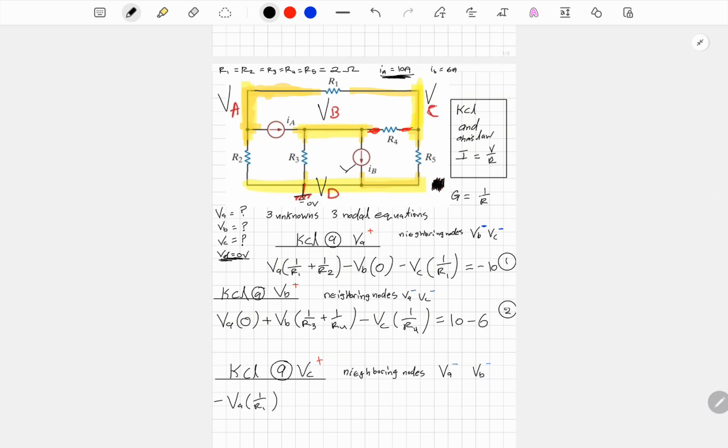And then, are there any resistors connected to VB and VC? Well, yes, there's R4. So minus VB divided by 1 over R4, and then plus VC, and multiplied by all the resistors that are connected. So 1 over R1 plus 1 over R2 plus 1 over, not 1 over R2, 1 over R4 and plus 1 over R5.